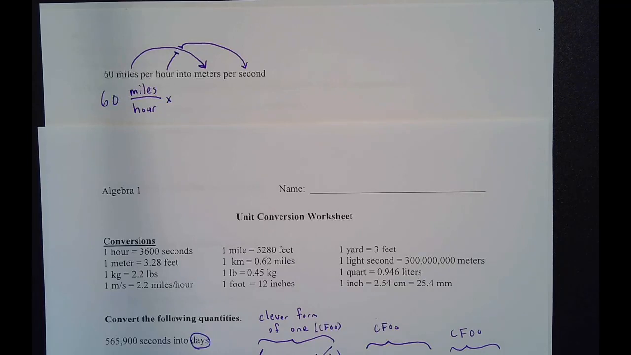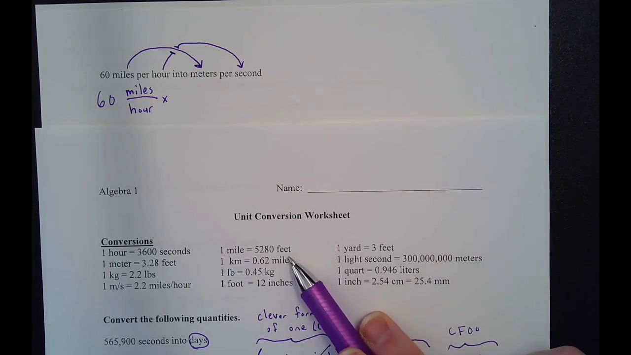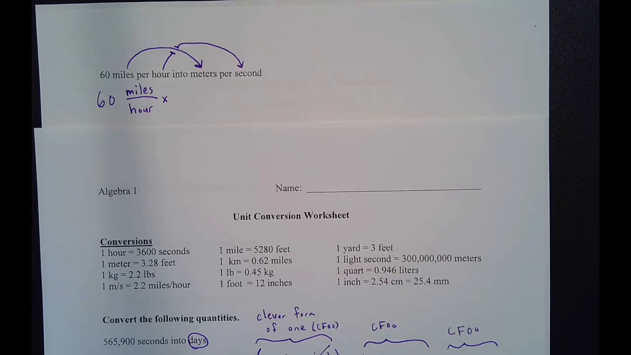All I know, let's look for a path to get there. I know that 1 mile is 5,280 feet. I know that there's 12 inches in a foot. And I know 1 inch is 2.54 centimeters. So that looks like a path I could get there.